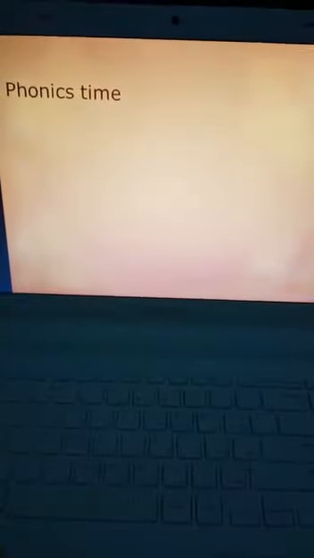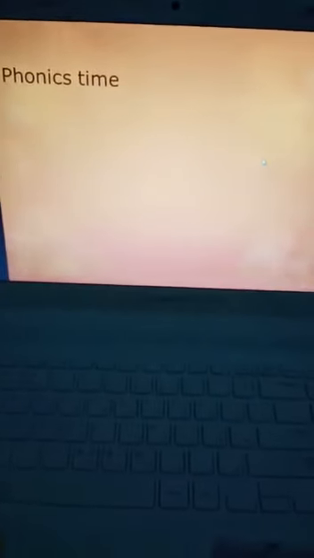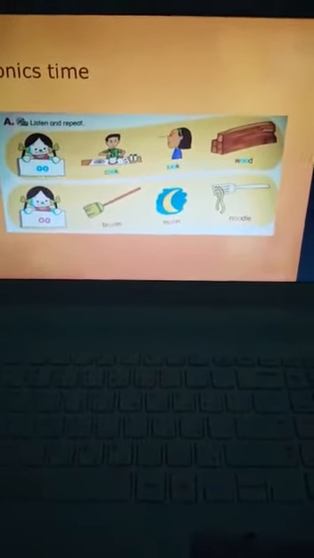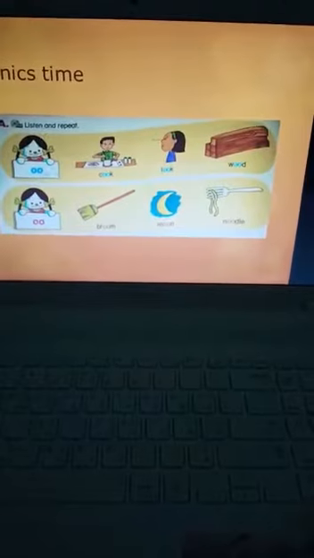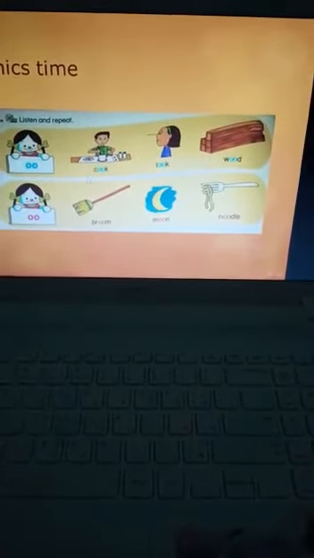Now let's go to the phonics time. Okay, here we have the picture in your book. The sound here is the double O. Okay, double O could be short like in cook, look, would. Okay, here the double O is a short vowel.